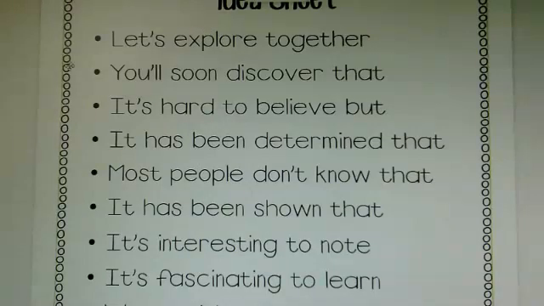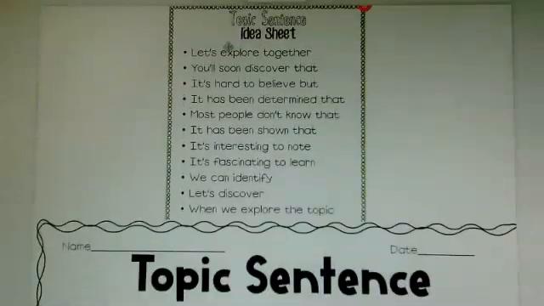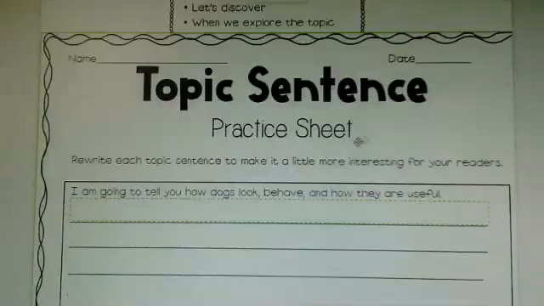Let me show you what I'm talking about. So this is the work you're going to be looking at. Right here it has a topic sentence. I'm going to tell you how dogs look, behave, and how they are useful. So what's their topic? Dogs. What is subtopic number 1? What dogs look like. Subtopic 2 is how they behave, and subtopic 3 is how they are useful. Your job is to make this a bit more exciting by using the sentence starter and using some powerful verbs.